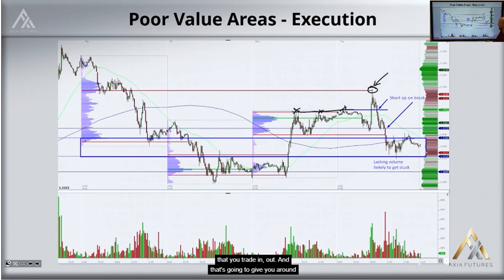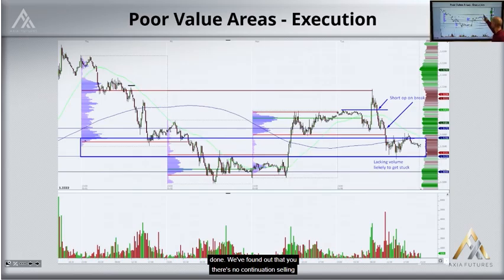There's your trade, in, out. And that's going to give you around about 35 ticks for a very, very limited risk. Your risk can go just above that little high there. That's going to give you about 35 ticks for about 5 ticks worth of risk. Nice, simple, reactive trade.